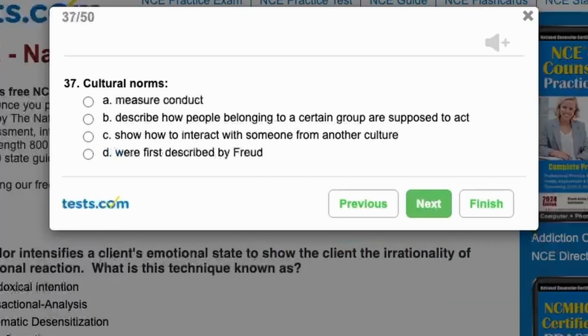Cultural norms: A. Measure conduct. B. Describe how people belonging to a certain group are supposed to act. C. Show how to interact with someone from another culture. Or D. Were first described by Freud.